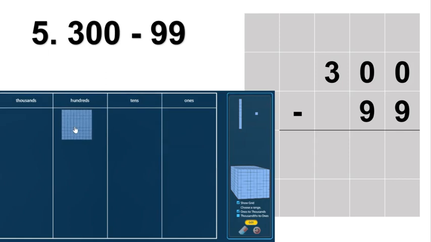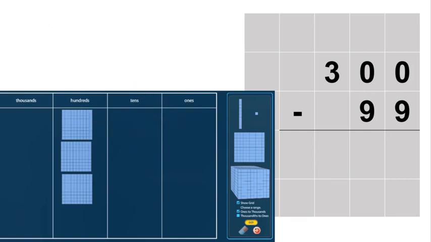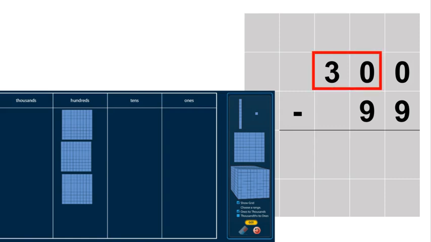First, I'm bringing over my 300s flats. 2, 3. And now to subtract 99, I don't have any ones or any tens. So what I can do is box that. Now it's 30 that I'm taking from 29, and then I'll regroup that one over to my ones place.